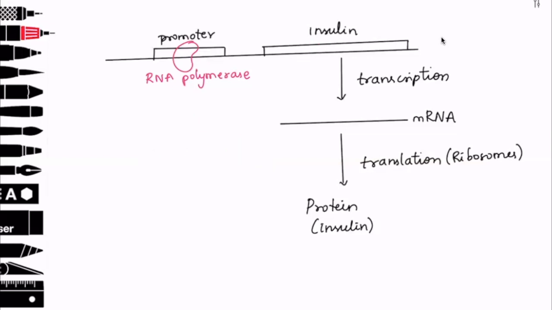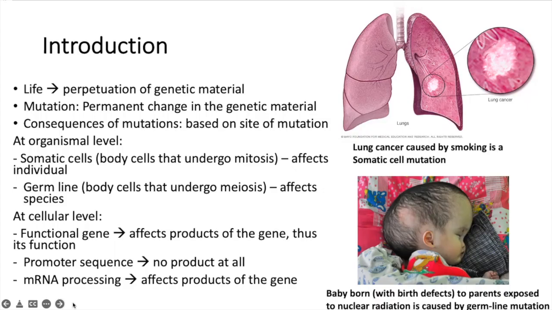Another scenario is a mutation in the ribosomes that are making the protein. Even in this case, the proteins that are produced are either defective or there are no proteins produced at all. So at the cellular level, depending on where the mutation is present, it will affect the product that is formed from the gene at the end. It could either be a defective product or there could be no product at all, which will lead to some kind of disease.